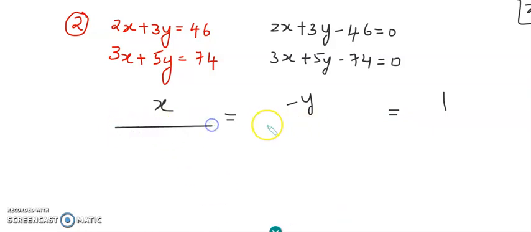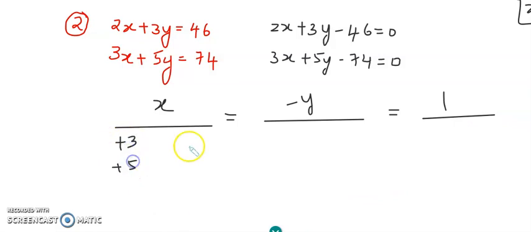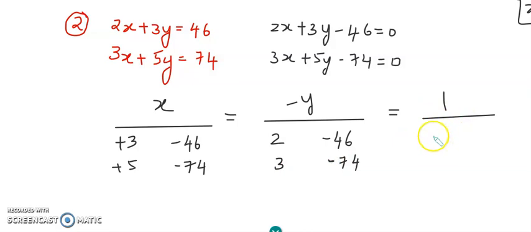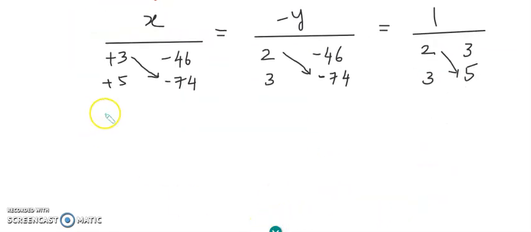Yes. Now below x I should write what? Yes, the coefficients of y, which is plus 3, plus 5. And the constant, that is minus 46, minus 74. Below y, what should I write? Yes, the x coefficient and the constant, minus 46, minus 74. Below 1, what should I write? Yes, the x and the y. Okay, now I have to draw the arrow, top left, bottom right, top left, bottom right, top left, bottom right. Am I clear?